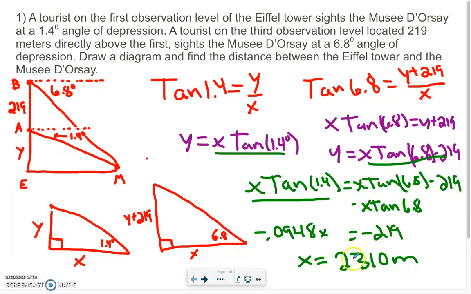And then we just solve. So when we find x, we get 2,310 meters. That is the distance from E, the Eiffel Tower, to the Musée d'Orsay, based on where tourist A was looking and where tourist B, a little bit later, was looking from the third observation desk. So I'll give you a little bit more of tutorial number one.